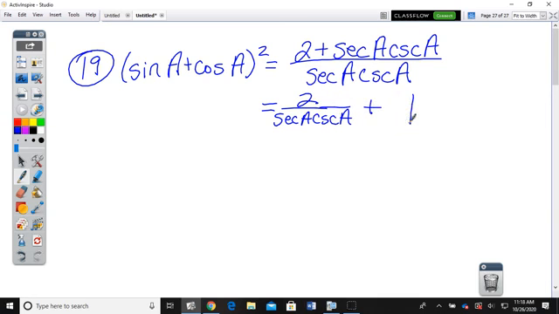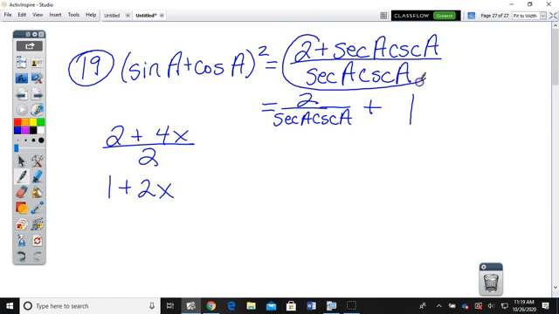Let me show you how I did it. If I divided 2 plus 4x by 2, it would be 1 plus 2x. I divided 2 by 2 and got 1, and 4x divided by 2 is 2x. So I'm doing the same thing here: 2 over secant A cosecant A, and then that over that is plus 1. That's pretty easy. Okay, I get it now.